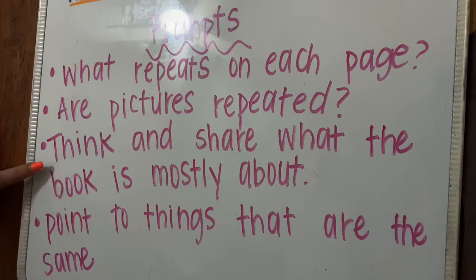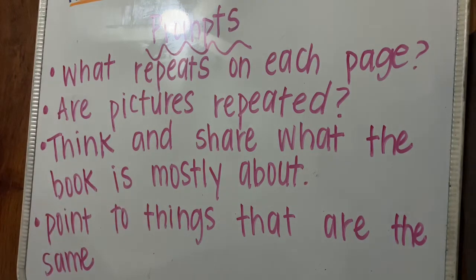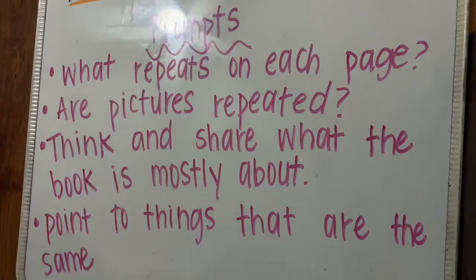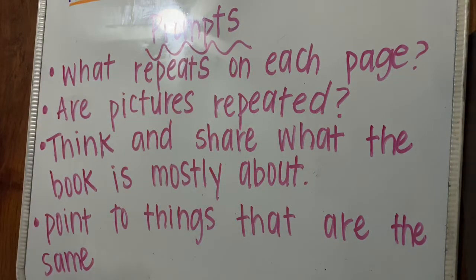You can also think and share what the book is mostly about. Whenever I am finding out the main idea for a book or a passage, I like to share it with somebody next to me. Whether it's my stuffed animal or my boyfriend or even just saying it out loud to myself, it helps me remember what I think the book is about. The last thing that you could do is point to things that are the same. So actually going in the book and pointing to the pictures and pointing to the words that are identical.